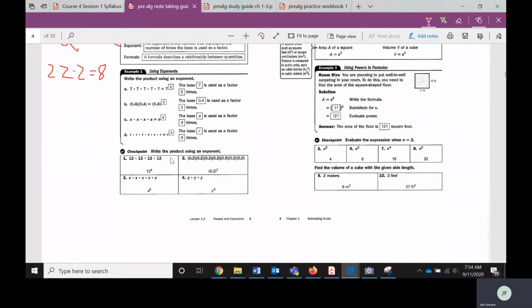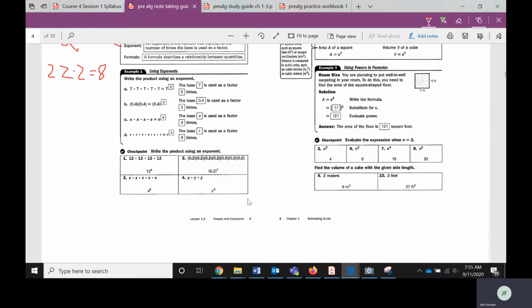Usually these blanks in the book are empty, but instead of taking the time to fill them in, I've used the teacher's edition, so the answers will already be there, and there's really no work to show on these. So just to explain them again: 12 is the number being multiplied, so that's the base. There's 4 of them, so it's 12 to the 4th. Here, there's 7 of these 0.2s, so it's 0.2 to the 7th. Same with variables. There's 5 x's, so it's x to the 5th. There's 3 y's being multiplied, so it's y to the 3rd.